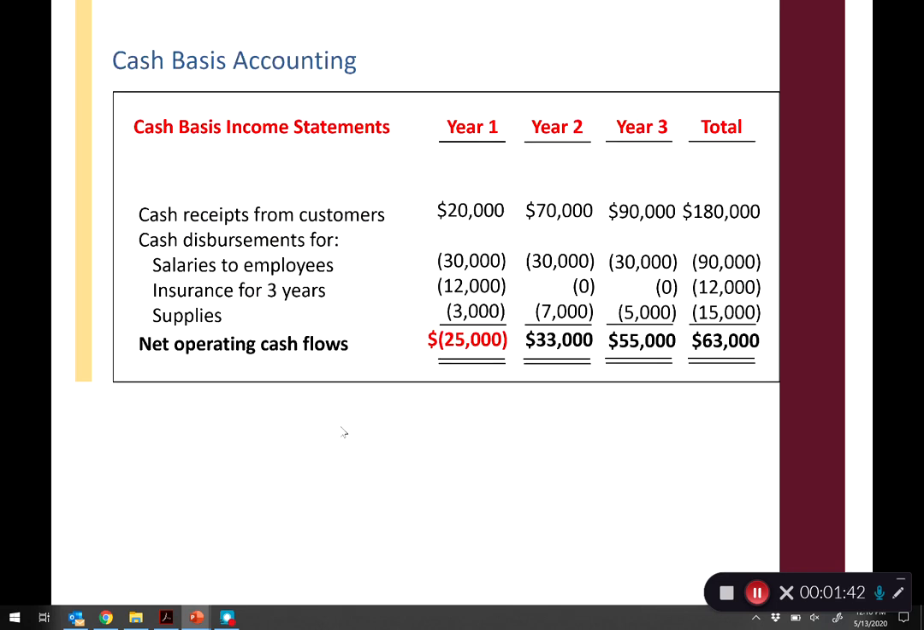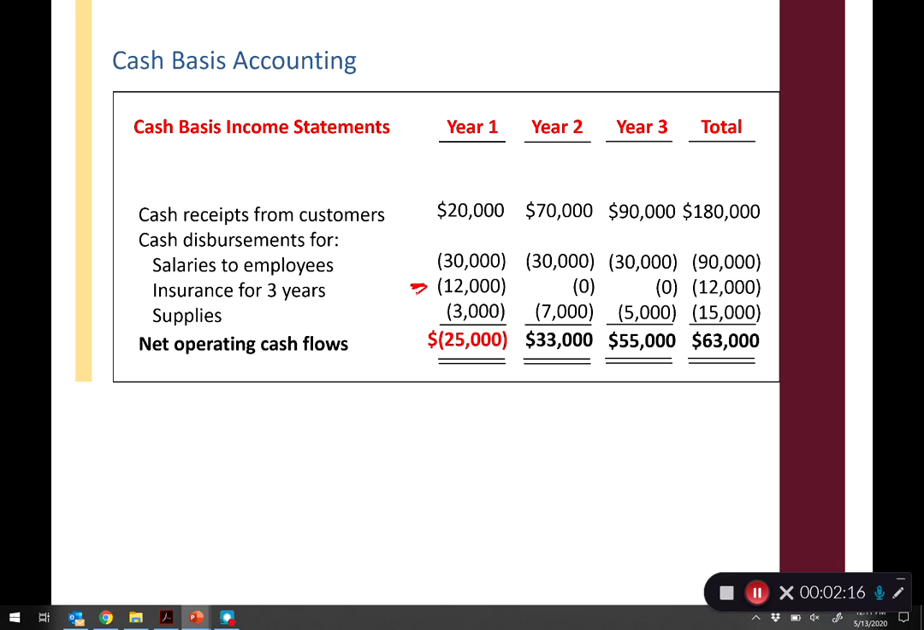Sometimes an example is better than words, so let's take a look at an example of cash basis accounting. We have cash receipts from our customers that are coming in at different times. So we have 20, then 70, then 90 for a total of 180. And then we have our cash disbursements for our employees, consistent from year to year. But then notice that we pay insurance 3 years worth all in year one. And then we pay supplies at different times in year 1, 2, and 3, even though we may use those supplies evenly throughout the 3 years.